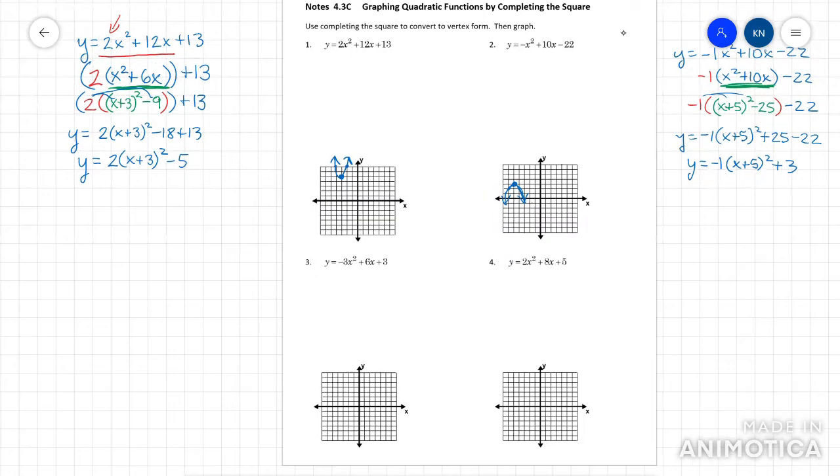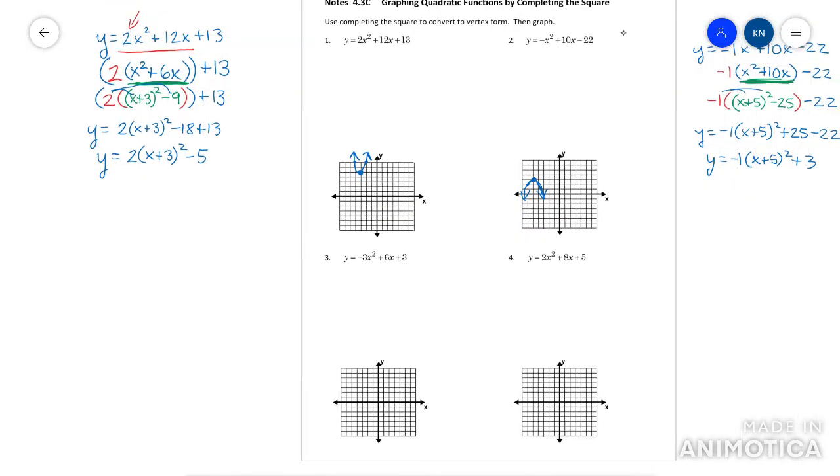Okay, let's try a couple more. Number 3 here, y equals -3x squared plus 6x plus 3. You have to GCF this -3 out. When you GCF, you're dividing. So it turns into just 1x squared minus 2x, like that, and then plus 3. Now I'm going to complete the square on this part. It's going to become x minus 1 squared minus 1.